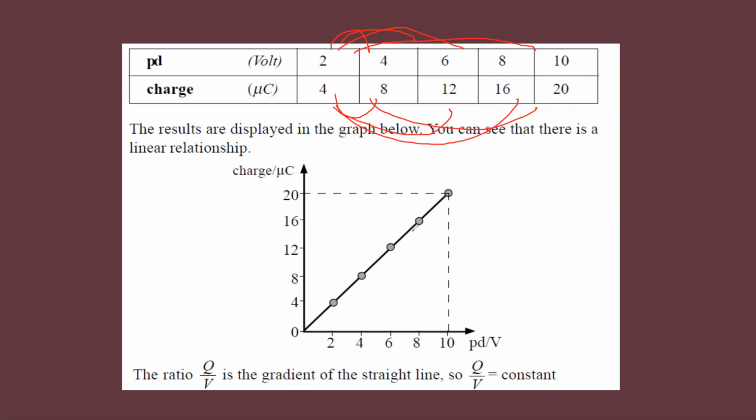So when you sketch this graph, you'll get a straight line. And when you get a straight line, it means they're directly proportional, or the ratio is constant. As the ratio is constant, this constant ratio is known as capacitance.